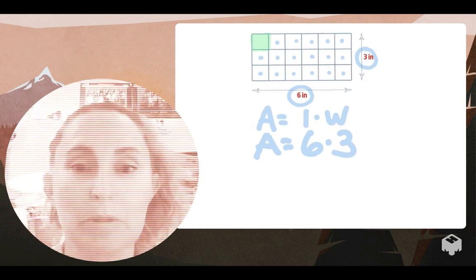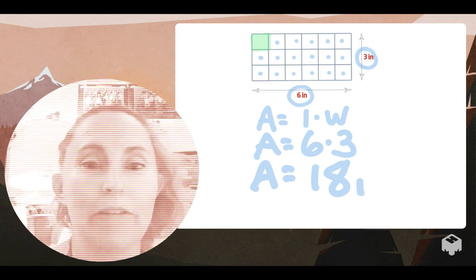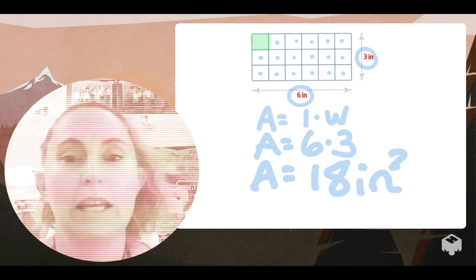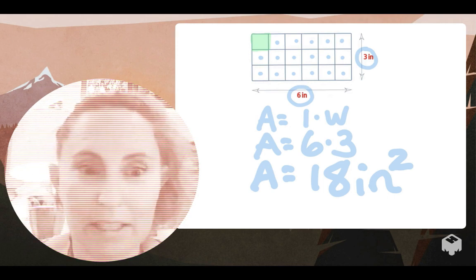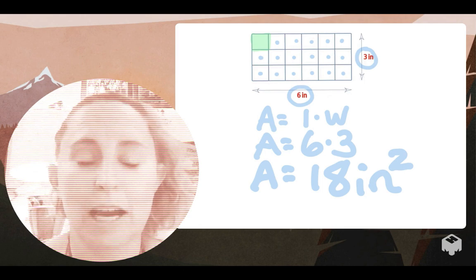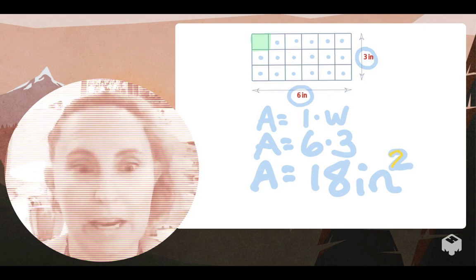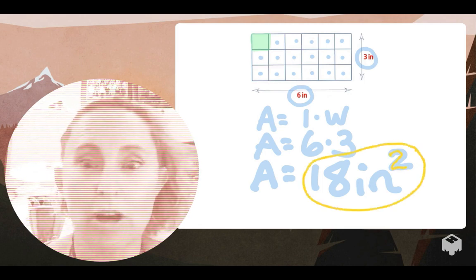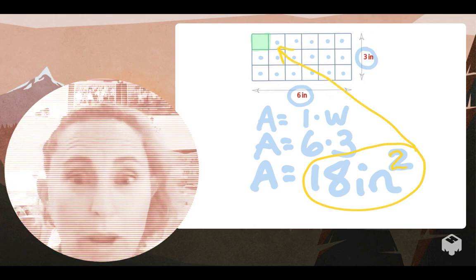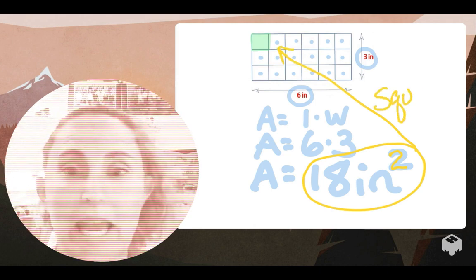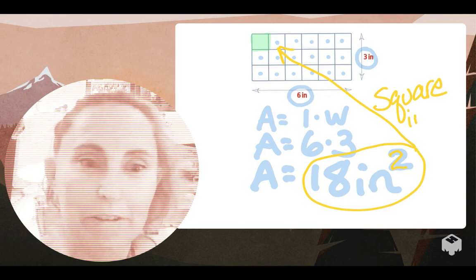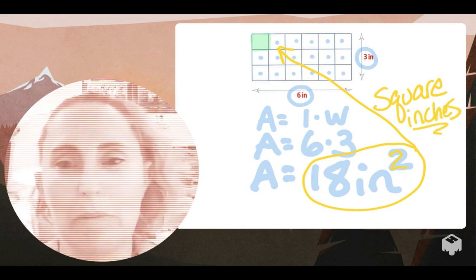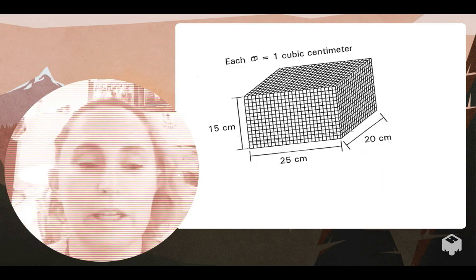And now I can substitute those values in, and then I can solve to figure out that I would have 18 inches. But listen, they're not just flat, straight lines, right? It's a square unit. So you're going to see a tiny little 2 hovering up in the air above your units to show that we're talking about square units. And that is one of the things that I often forget. So if I forget, you can remind me. So we'll be measuring in square inches.